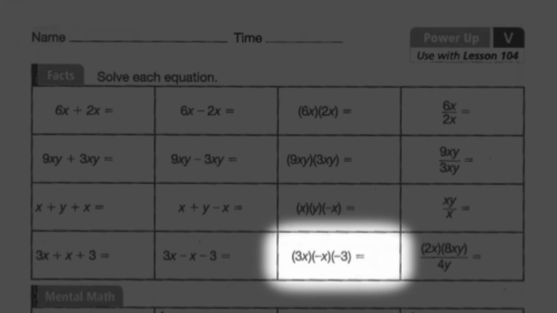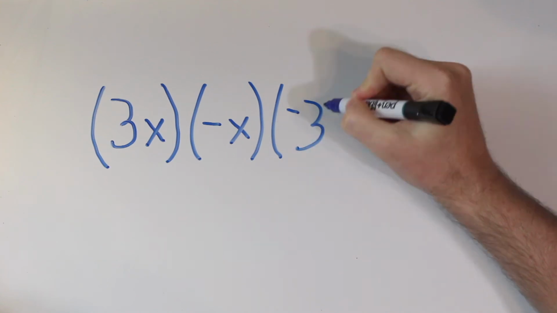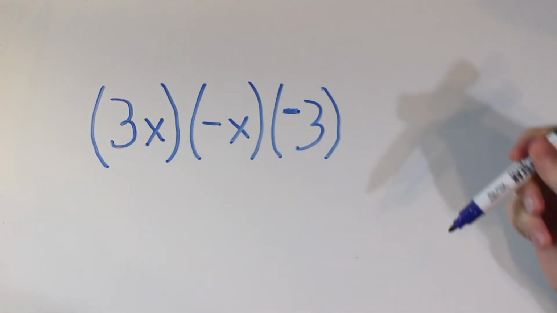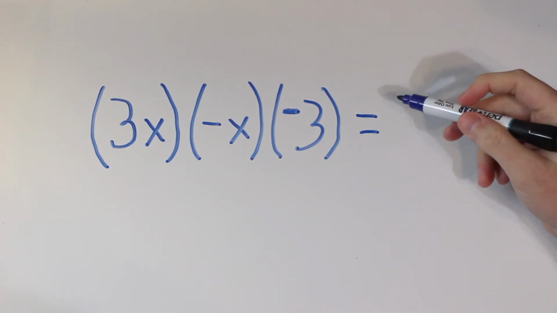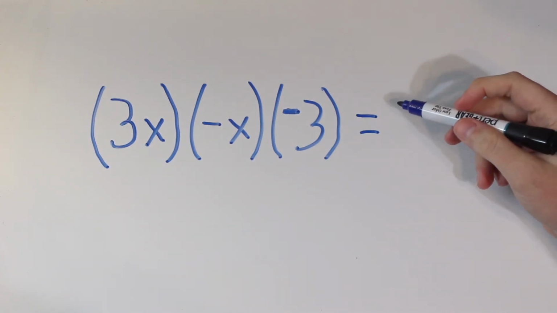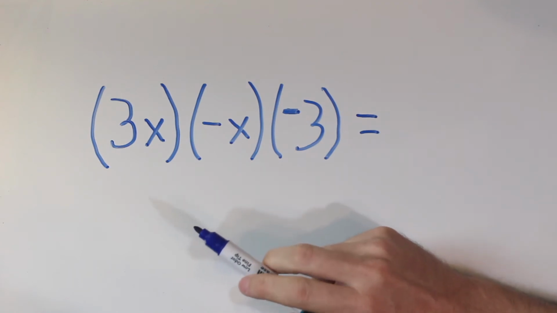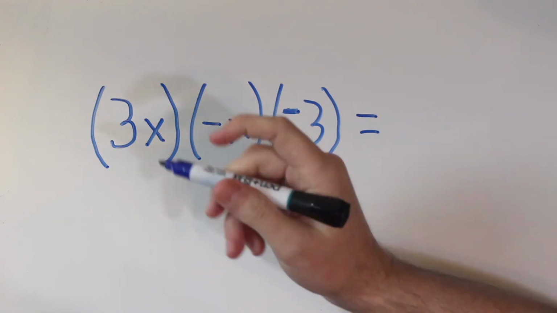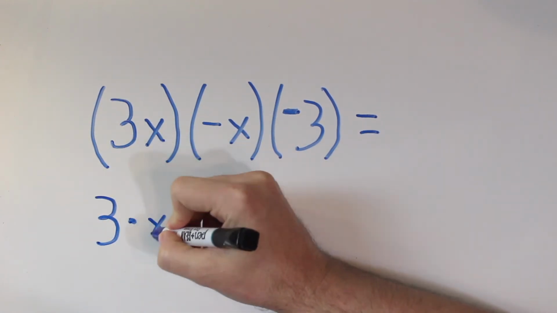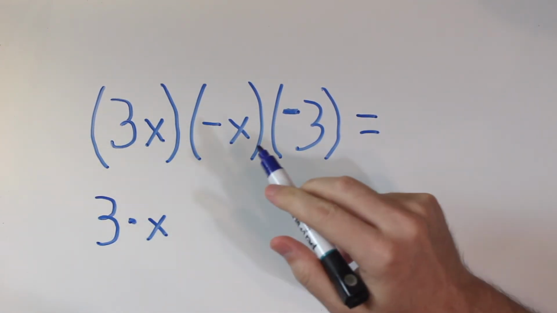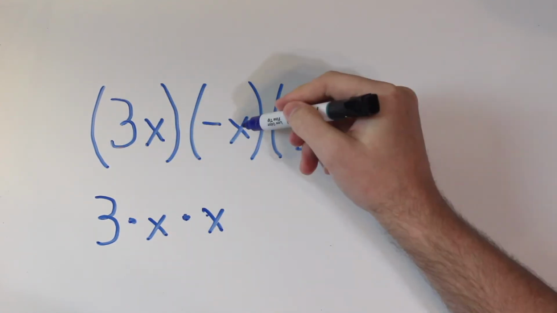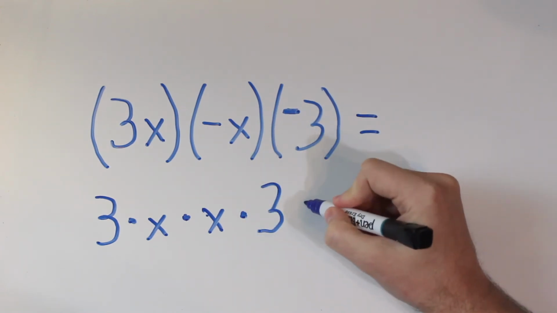3x times negative x times negative 3. We're multiplying negatives again, so do the multiplication part first, and we'll worry about whether the answer is positive or negative at the end. Something to remember here is that when we're multiplying, you might want to write out 3x as 3 times x. So, disregarding the negatives for now, we have 3 times x times 3.